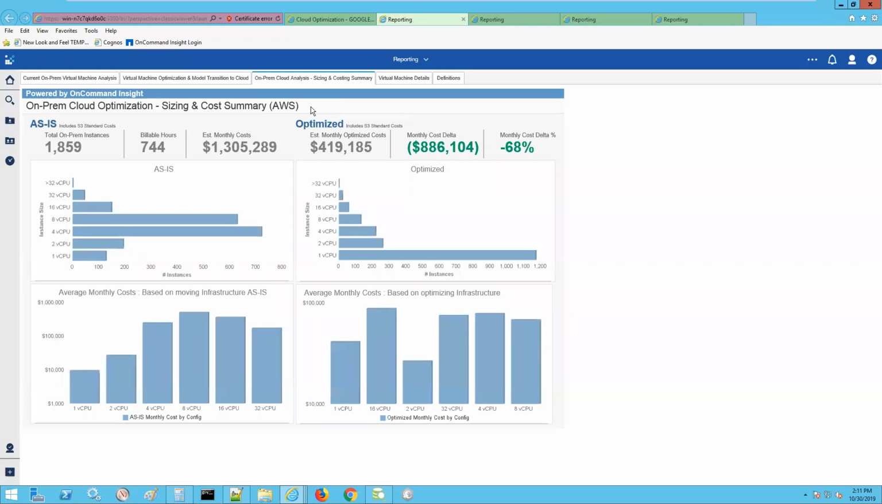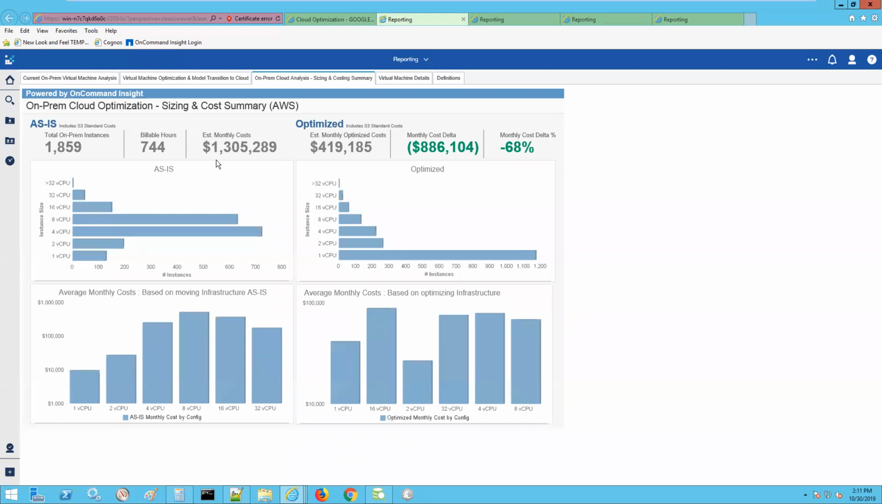But right now, this is pretty much the latest and greatest. I just downloaded the latest rate cards from Amazon, and this is what it would cost. In my environment, which is small, there are 1,859 instances on-prem. For this month, there are 744 billable hours. The estimated monthly cost is based on as-is, so I'm not making any changes to my environment. If I intend to lift and shift my entire existing on-prem environment over to the cloud, it would cost me $1.3 million per month as is.